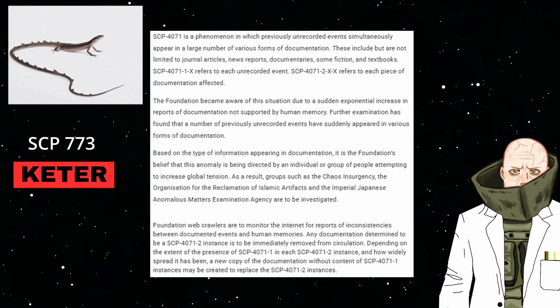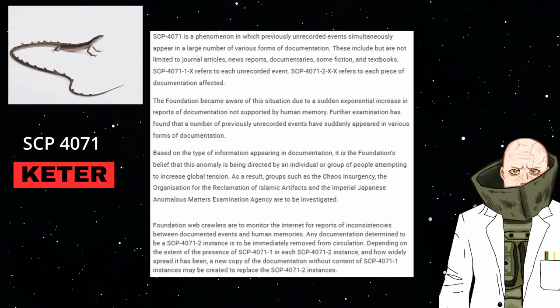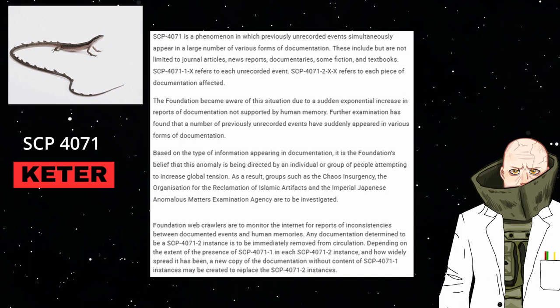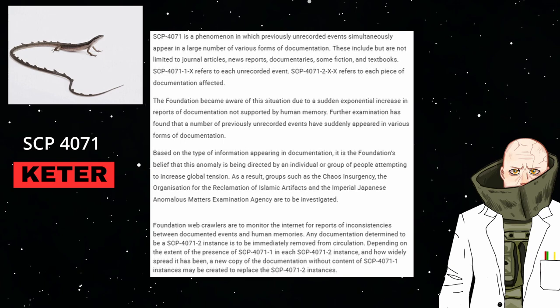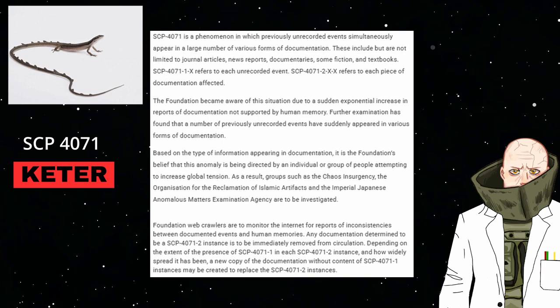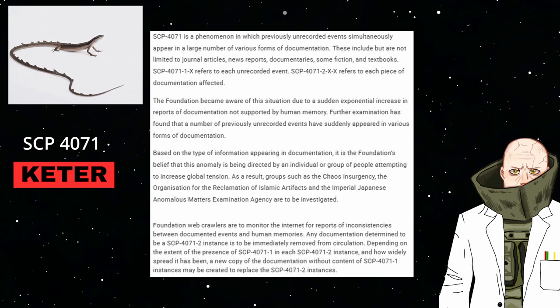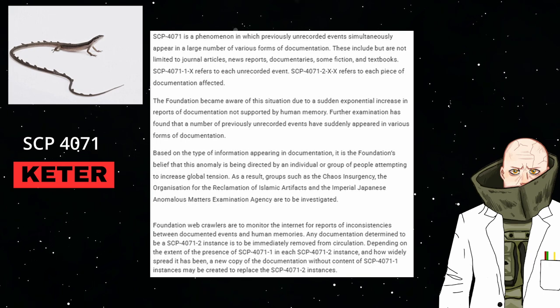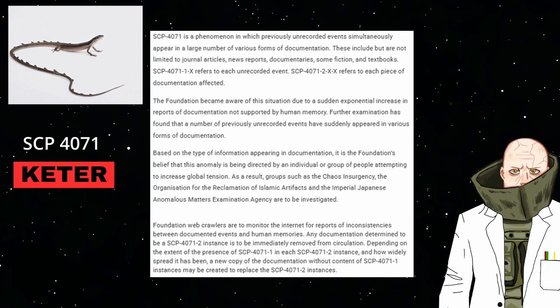SCP-4071 is a phenomenon in which previously unrecorded events simultaneously appear in a large number of various forms of documentation. These include, but are not limited to, journal articles, news reports, documentaries, some fiction, and textbooks. SCP-4071-X refers to each unrecorded event. 4071-2XX refers to each piece of documentation affected.